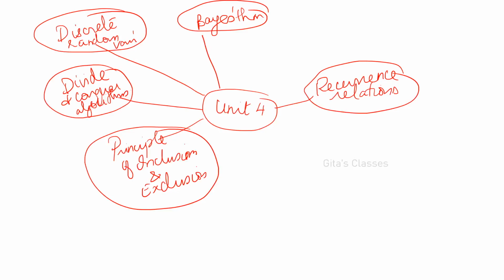In discrete random variable, whatever we have studied in COSM, that will come. I'll explain one or two problems in each one. Bayes theorem also, we have already revised enough number of times. Both the discrete random variable and Bayes theorem are in COSM, so you can go through that. One problem also I'll give here.